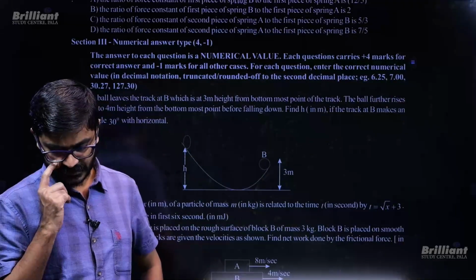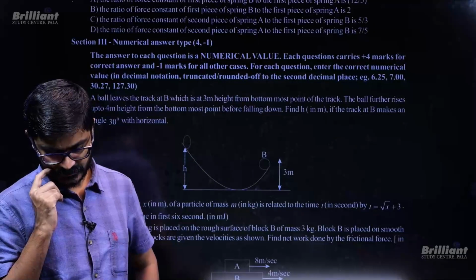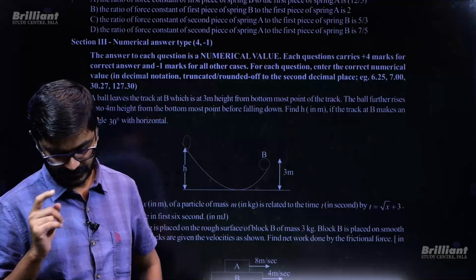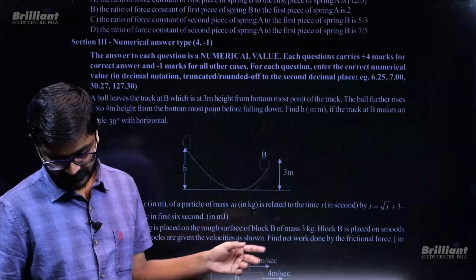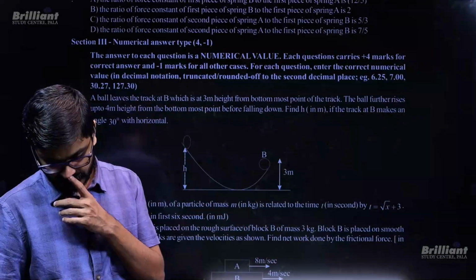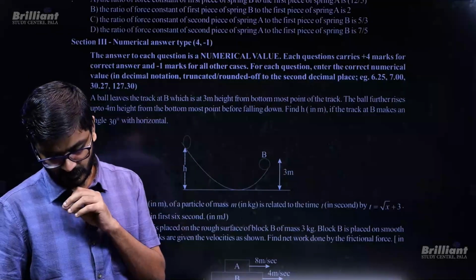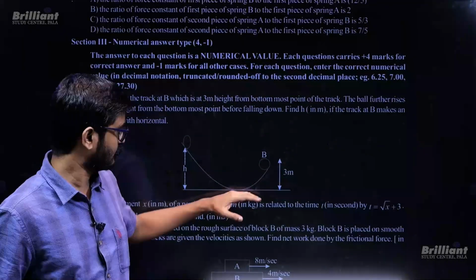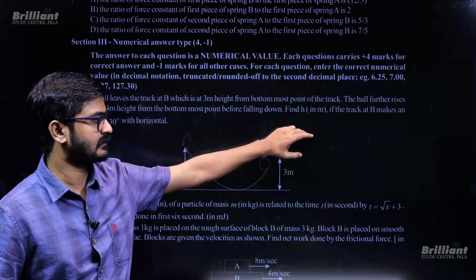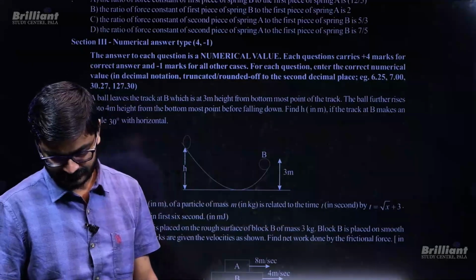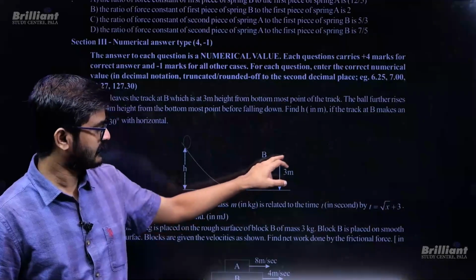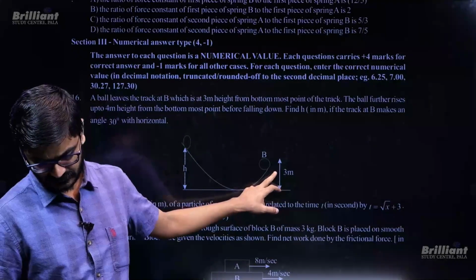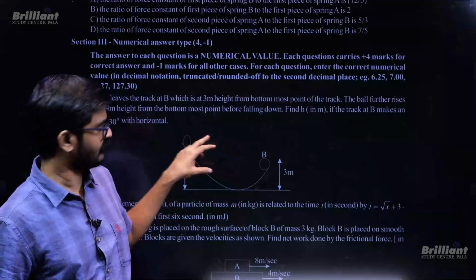A ball leaves the track at B, which is at 3 meter height from the bottom. The ball further rises up to 4 meter height from the bottommost point. From here it is rising till 4 meters. So from here it will be rising 1 meter. They said it is leaving at an angle of 30 degrees. So they are asking to find what is this h.